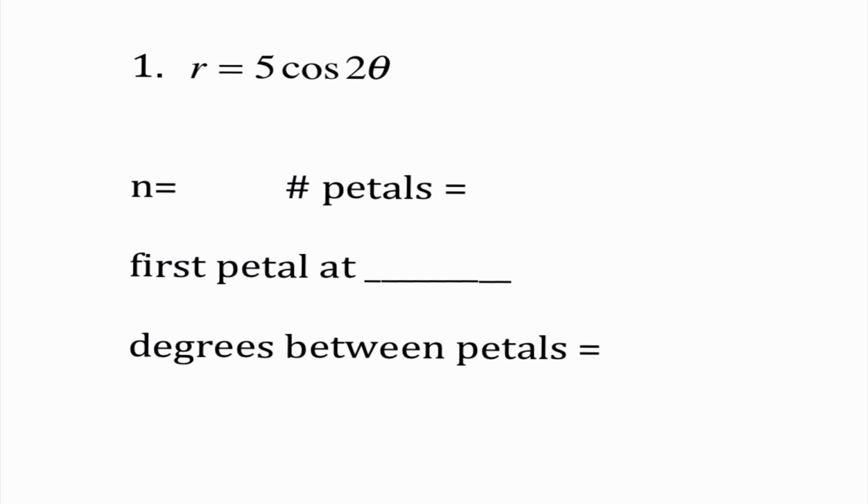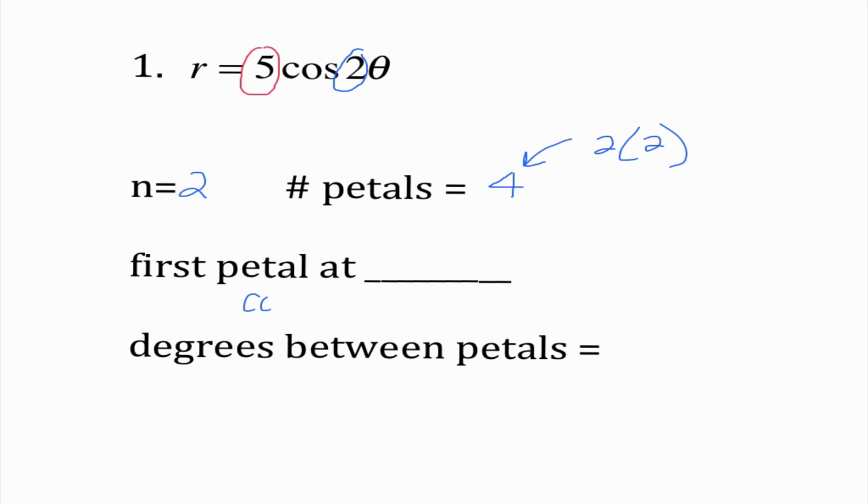Number 1 says r equals 5 cosine 2 theta. The first thing I want to highlight is that we have a 5 there, and we'll talk about that in a second. The other number I want to highlight is a 2, so n is 2. Since 2 is an even number, we are going to have 4 petals. The reason we did 4 is that if n is even, I need to double it, so 2 times 2 is 4.